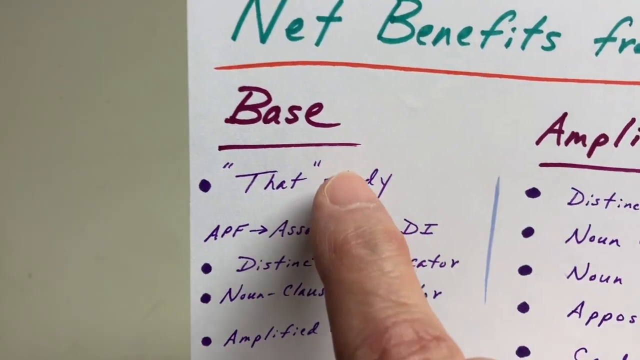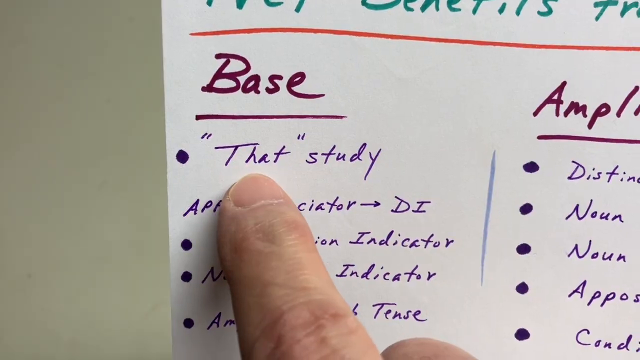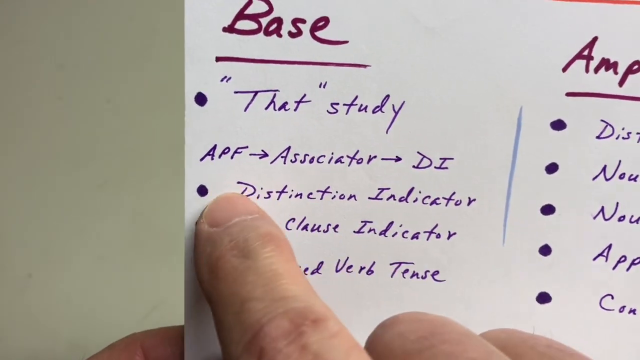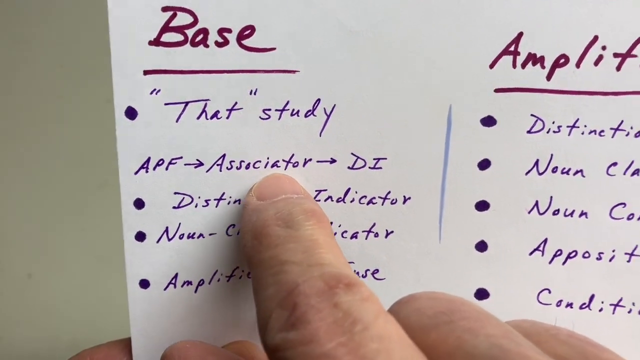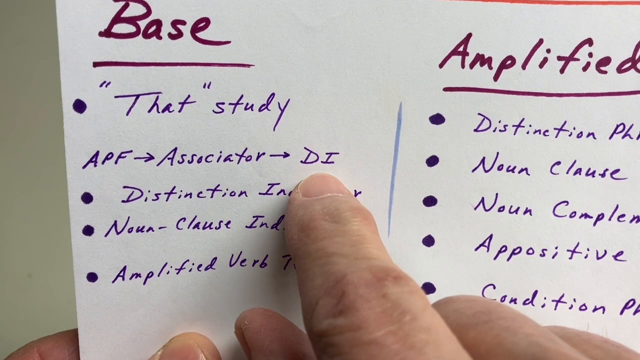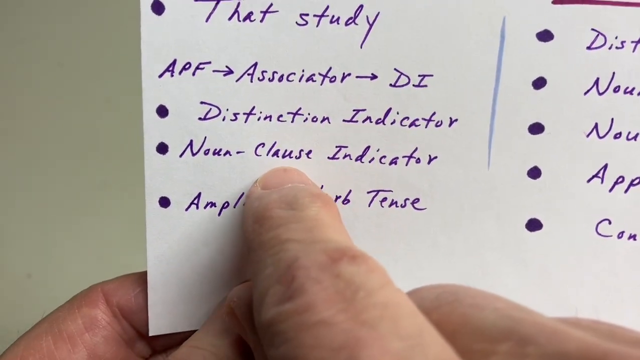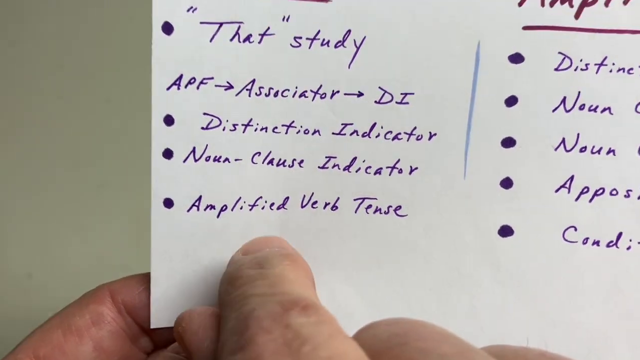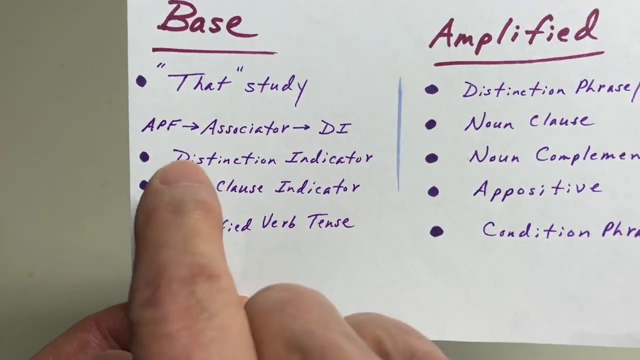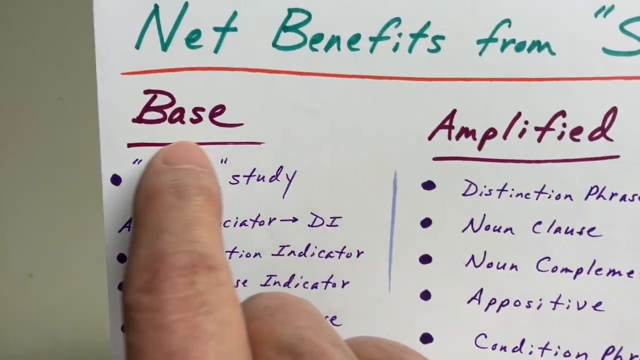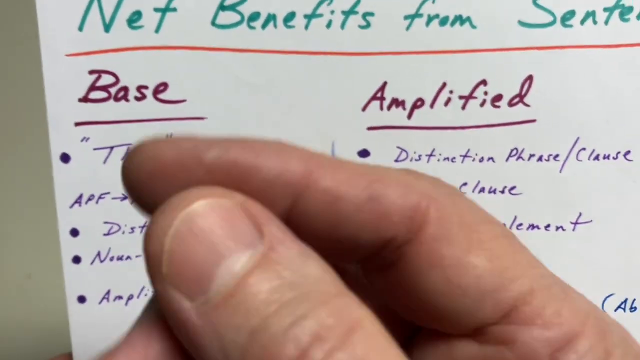And from the base element perspective, I got my study of the word that. I did an extensive study on the word that. And I took the word that as an abstract proform, changed it into an associator, and finally ended up designating it as the distinction indicator. That's how I got my distinction indicator, and I discovered that it was actually a noun clause indicator. And then I went on to do amplified verb tense, but I got those ideas pretty much from the concept of just a base element. In other words, being able to see parts of speech in context more clearly.